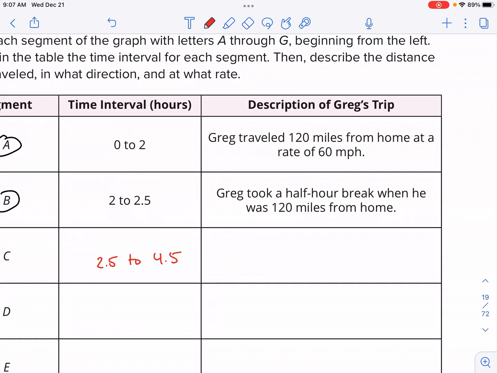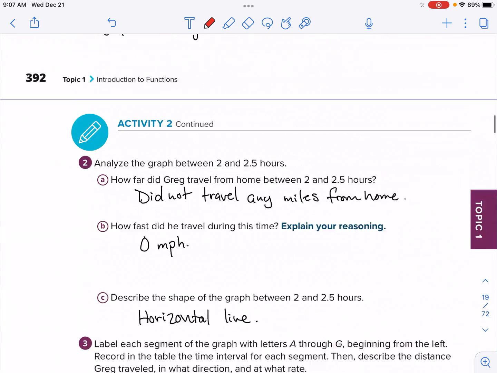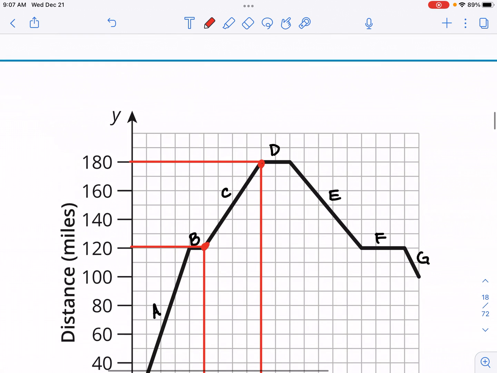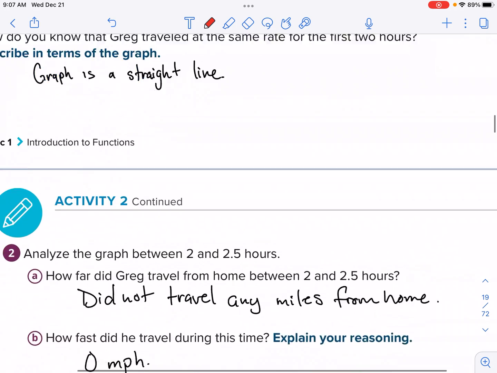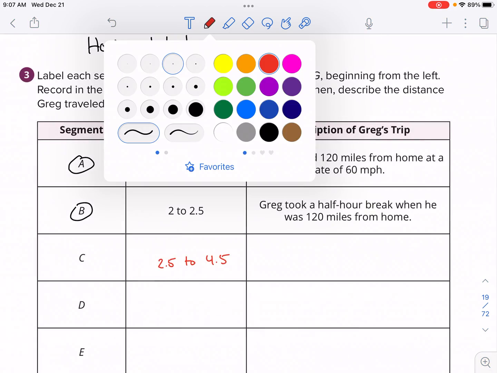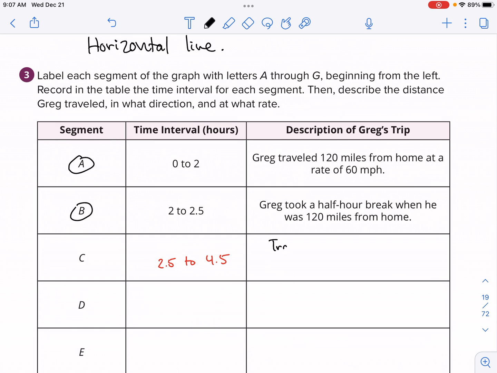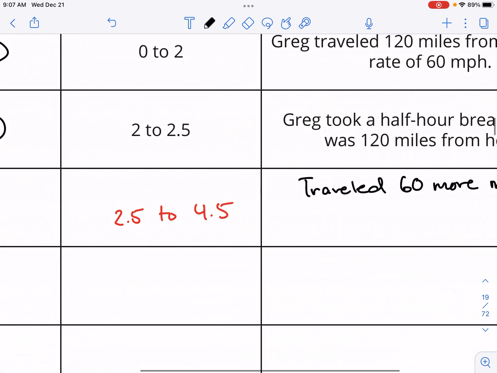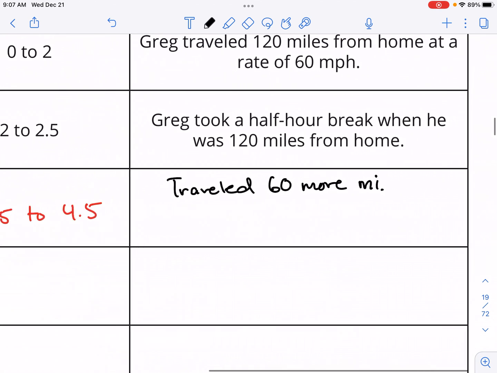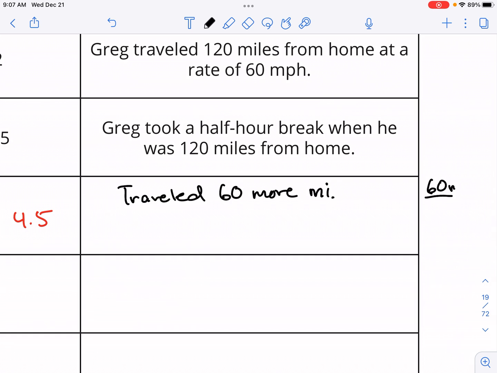What's happening there, right? How much further did he drive and at what rate? So as you can see, we're going from 120 to 180. So that's a change of, he drove 60 more miles, right? 180 minus 120 is 60. But that took him, so let's go and write that. So you traveled 60 more miles from home and at a rate of, if this is 60 miles and from 2.5 to 4.5, that's 2 hours. So that was 60 miles in 2 hours.